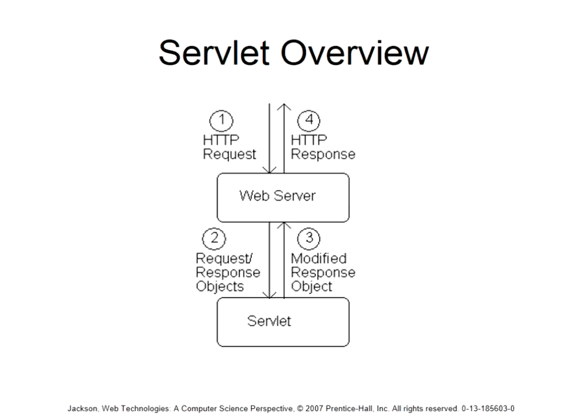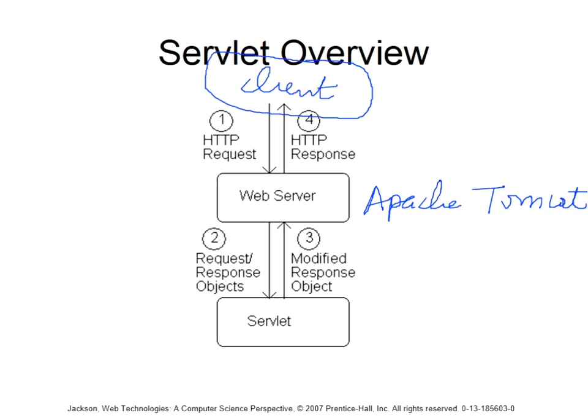Servlet overview. So here we have a web server. In our example, when we use Java servlets, our web server can be Apache Tomcat. So Apache Tomcat is our web server. Here we have our client. So our client is just a web browser.